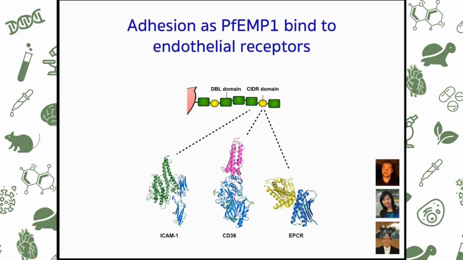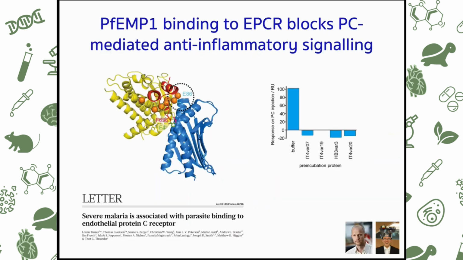But these PFEMP1 proteins in green and pink and yellow have learned to recognize them, not particularly to modulate them, but just to grab hold of them, to stop that infected red cell being flushed away by the blood and destroyed by the spleen. But this can cause trouble.